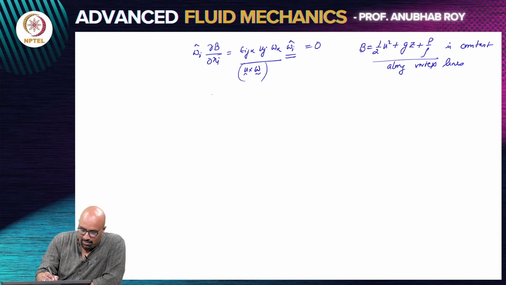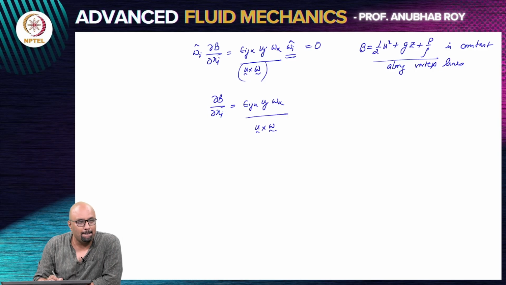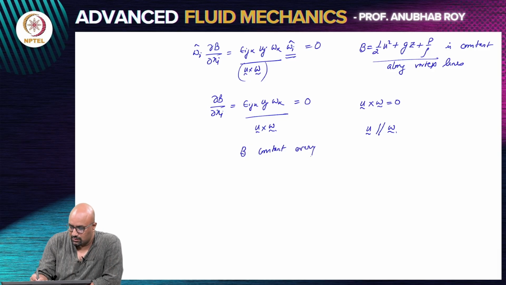There is also something slightly more exotic where this function is a constant. So, dou b dou xi is epsilon ijk uj omega k. This term is u cross omega. So, if a flow was there where u cross omega was 0, which means u is parallel to vorticity, then this function b would be a constant everywhere.